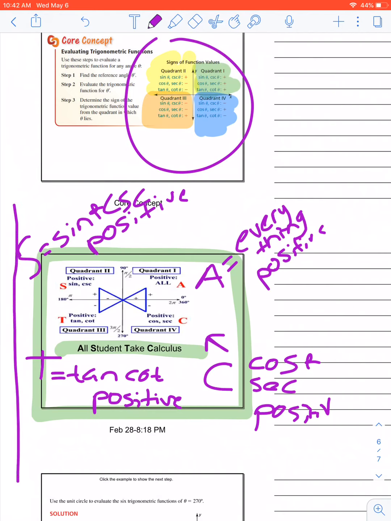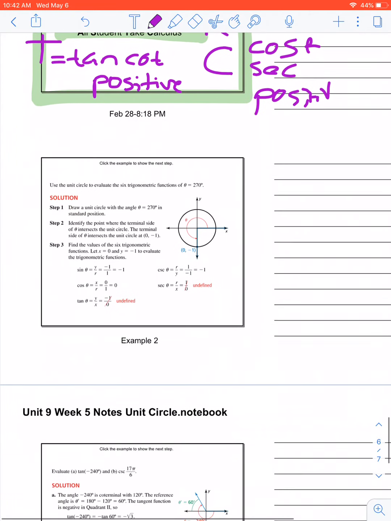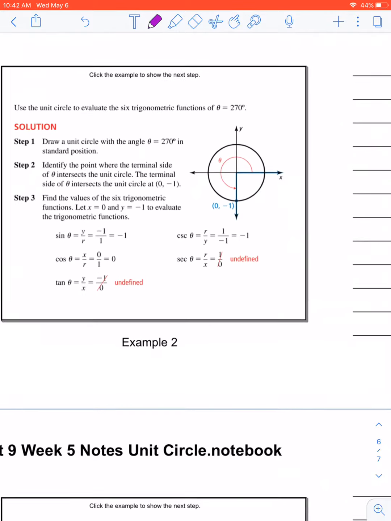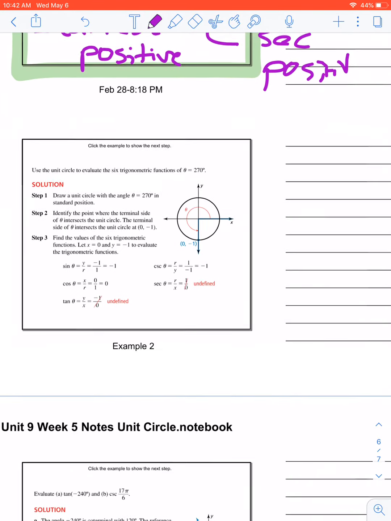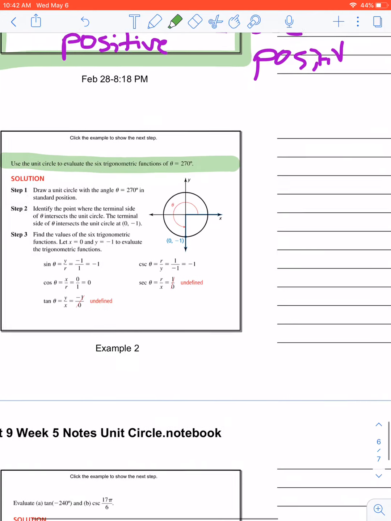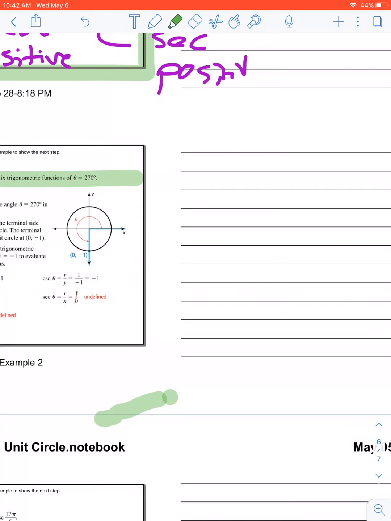We're going to start pretty easy here, with evaluating something that's already on an axis. It says, and I have the answer here, I'm going to do it to the side as well, evaluate the 6 trig functions at 270. So I look at my unit circle, and I know that the coordinate at 270 is (0, -1).